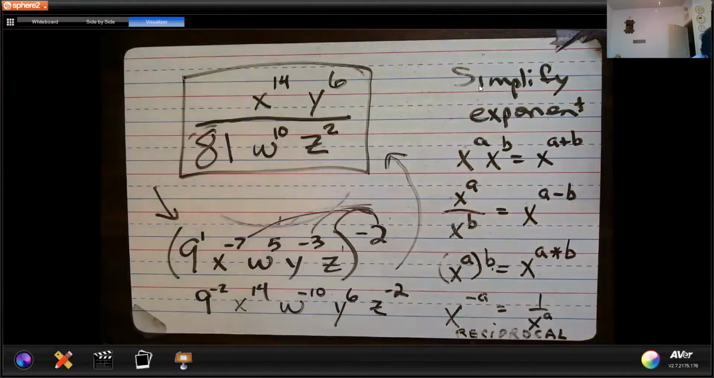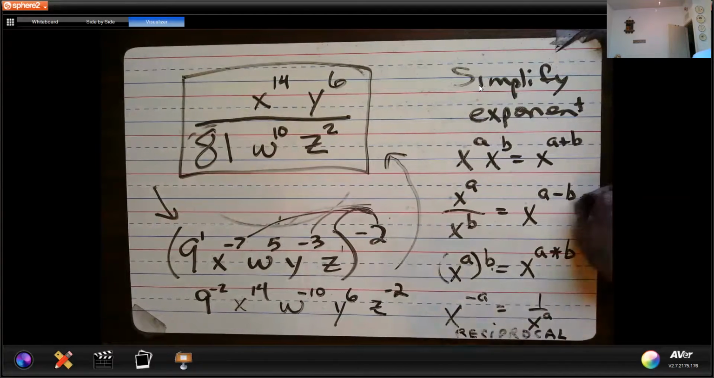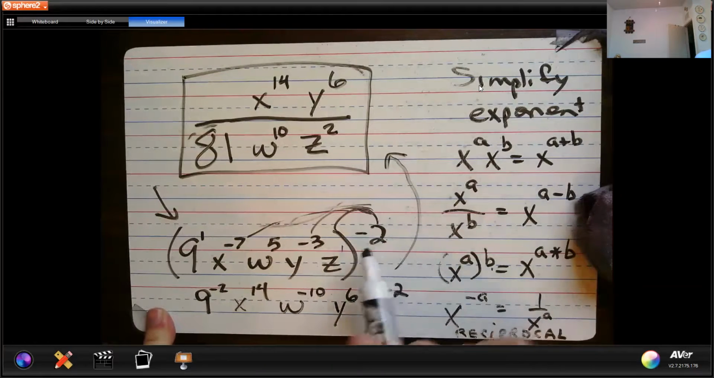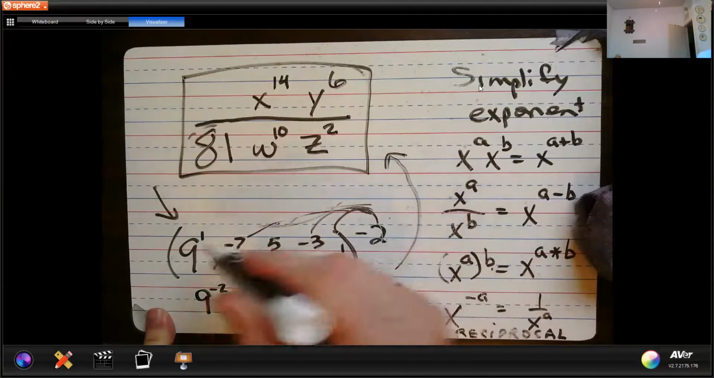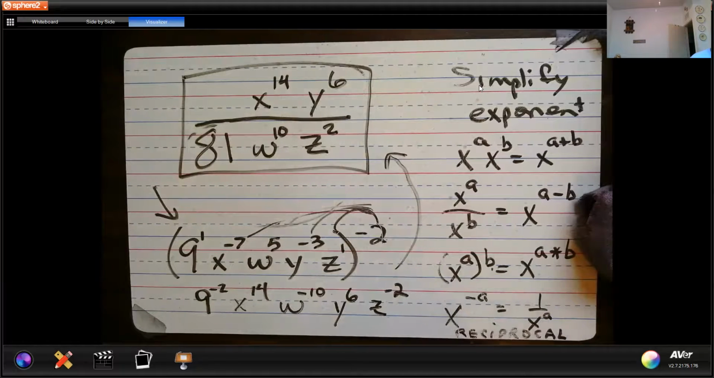What do you think about that, huh? Is that tricky? I hope not. Remember, all we're doing is if we have a number on the outside, you're just distributing it to all the little exponents that are on the inside.